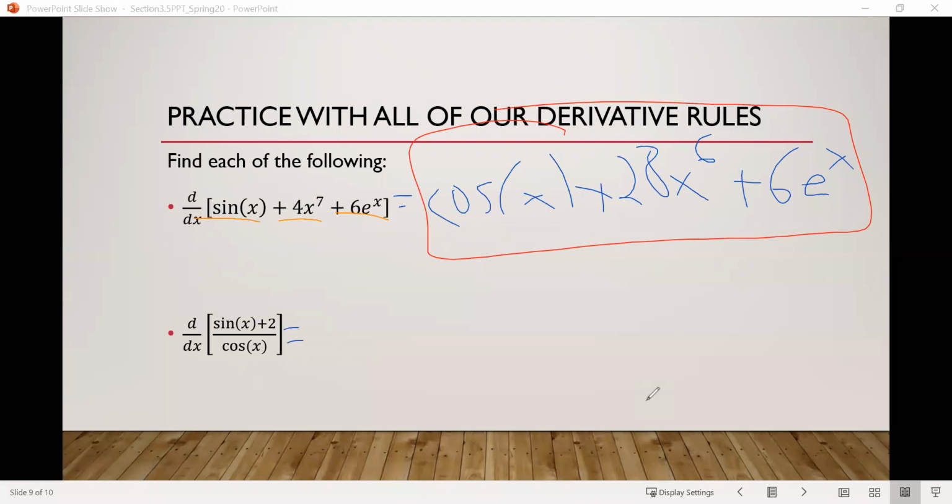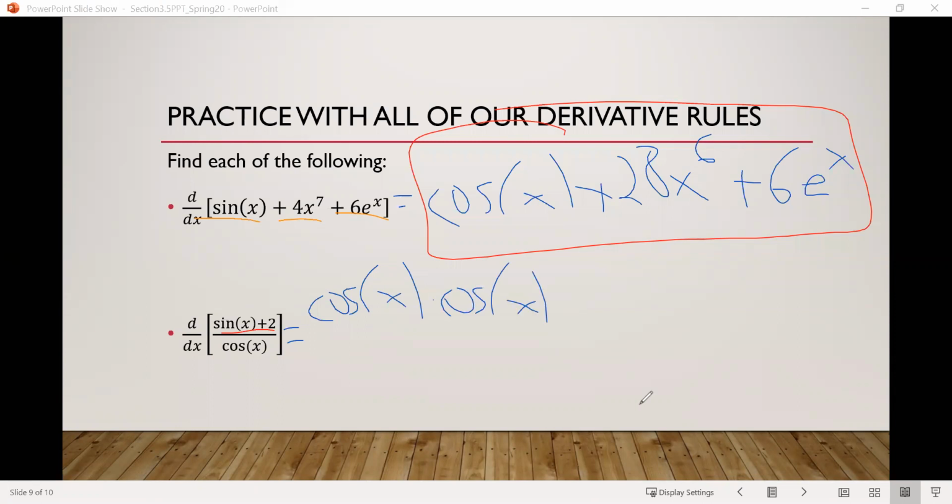All right. Now this bottom one, we have sine of x plus 2 divided by cosine. So we have two things being divided. So we're again going to make use of our quotient rule. So our low d high minus high d low, square the bottom and off you go. So the bottom function would be cosine times the derivative of the top, which would take the derivative of both sine of x and 2. You know, the derivative of sine of x is cosine. The derivative of 2 is 0 because it's a constant. So this will become just cosine of x.